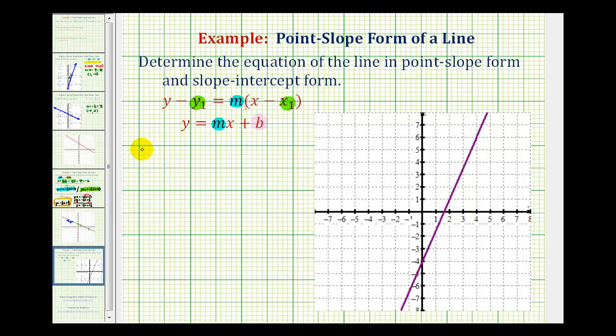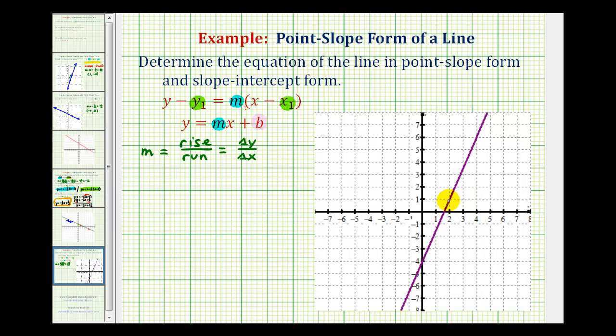Remember, the slope is the ratio of the rise to run, or the ratio of the vertical change to horizontal change, often denoted as the change in y to the change in x. So if we can select 2 points on this line with integer coordinates, we should be able to determine the ratio of the vertical change to horizontal change from one point to the other.